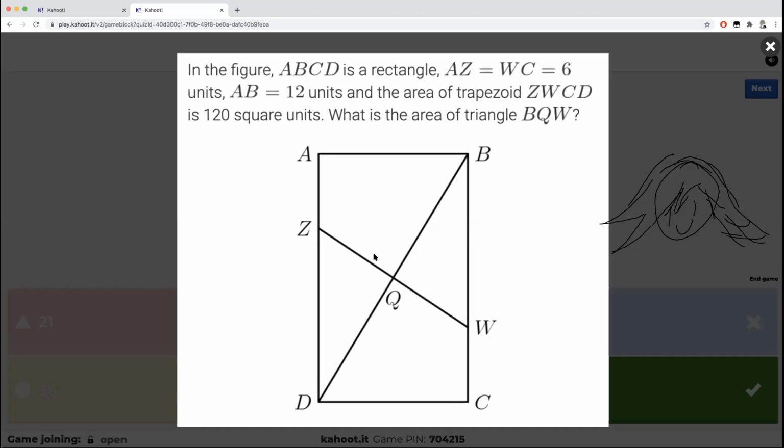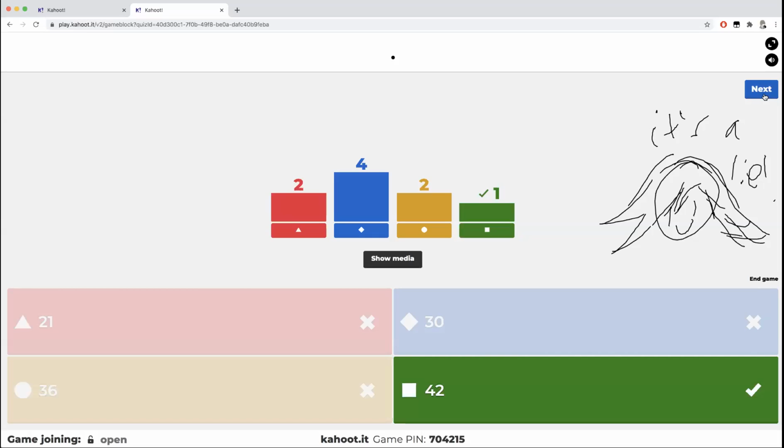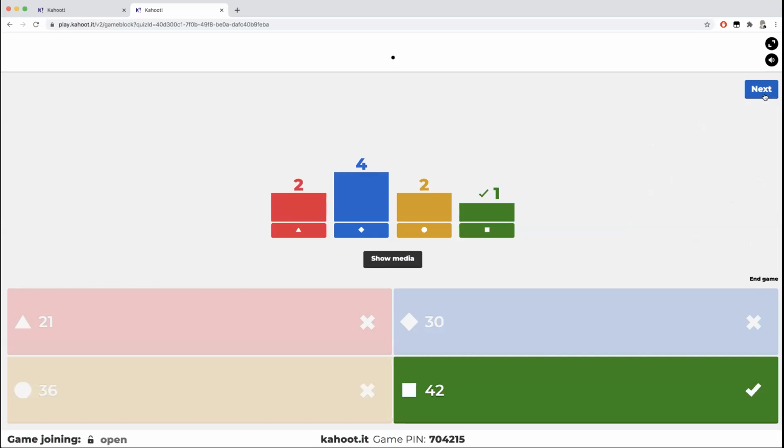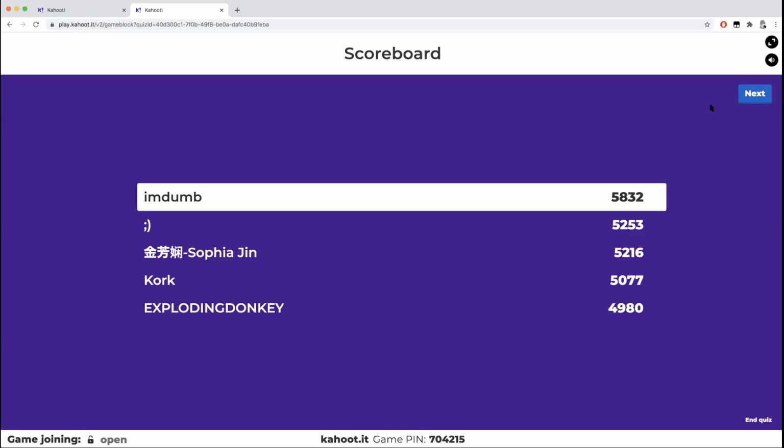Wait, how is, what? Thought it was, okay. And someone is drawing a Kokichi, nice. Oh my gosh. Okay, moving on. And the rankings have stayed.